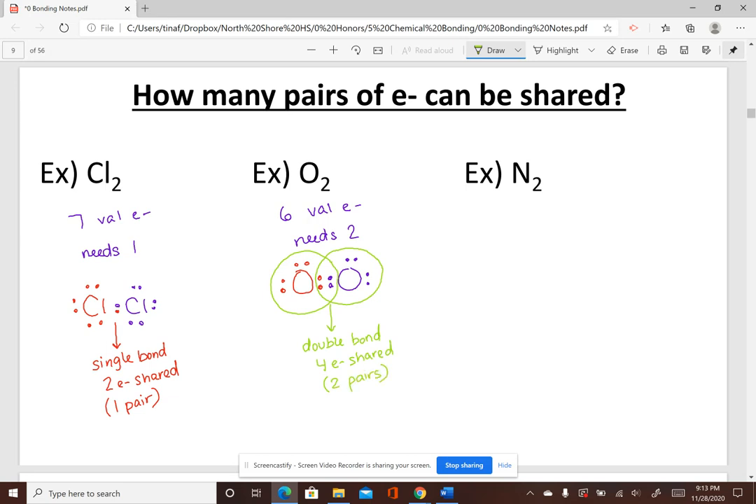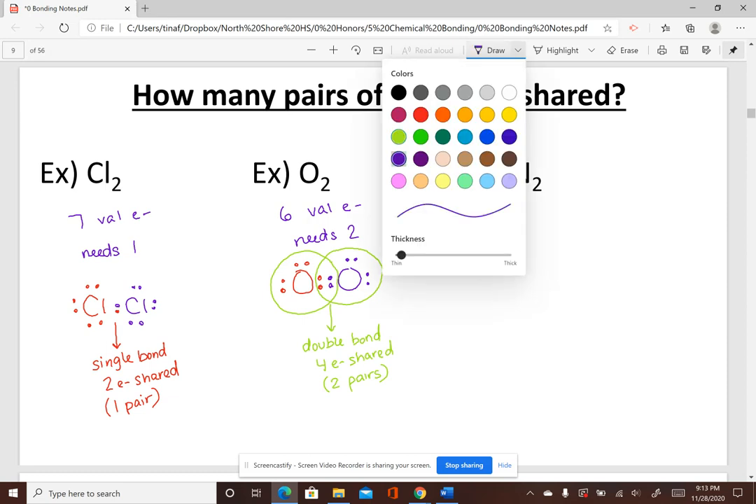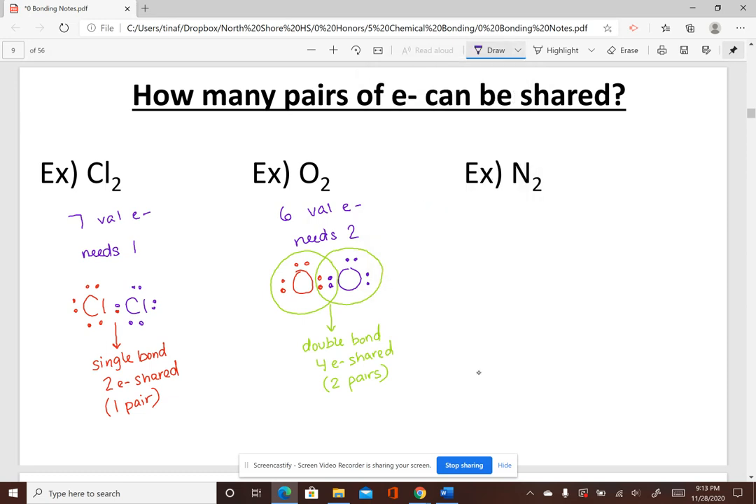Okay. And finally, guys, this is as big as you're going to get. Nitrogen has 5 valence electrons, so it needs 3 more to get to 8.